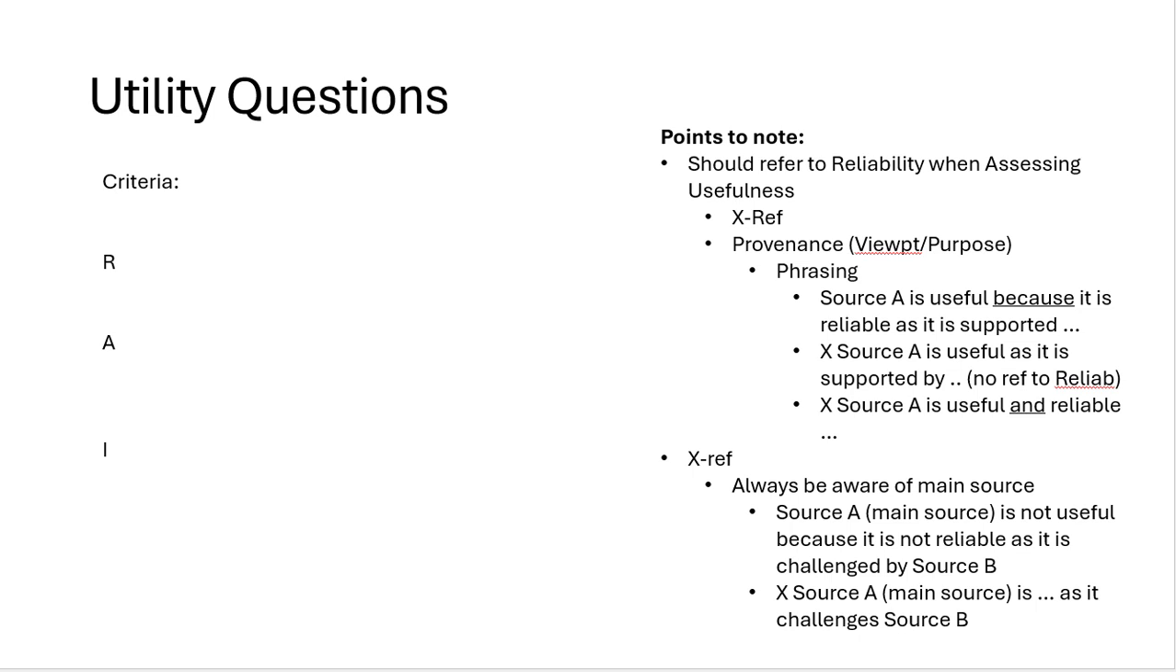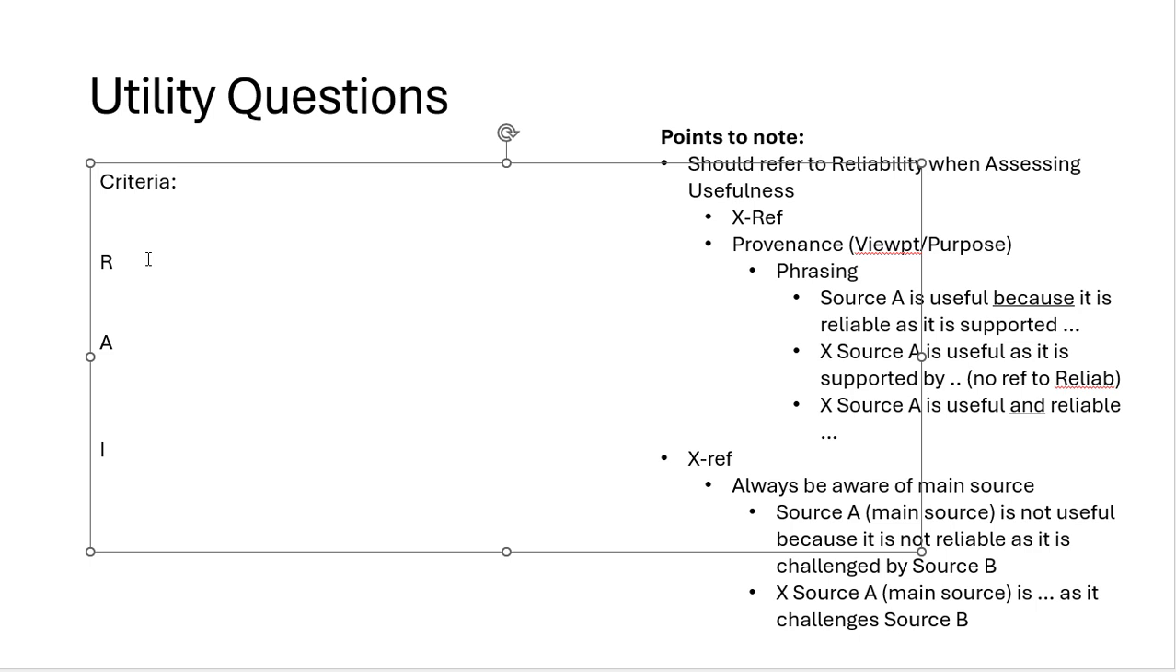Okay, so I'm going to start off by reviewing what utility questions are. Basically, these are the usefulness questions. Let's just quickly run through the criteria again. What determines if a source is useful or not? The first criteria we can use is the idea of relevance. If a source tells us something about the issue, it is relevant. And if it's relevant, it is useful.